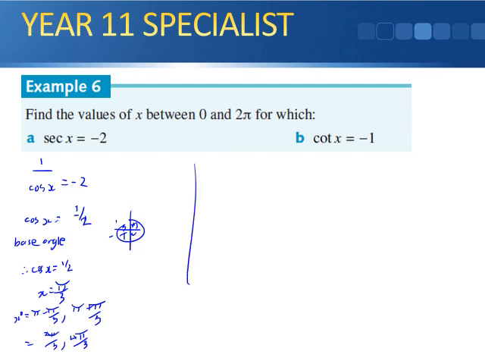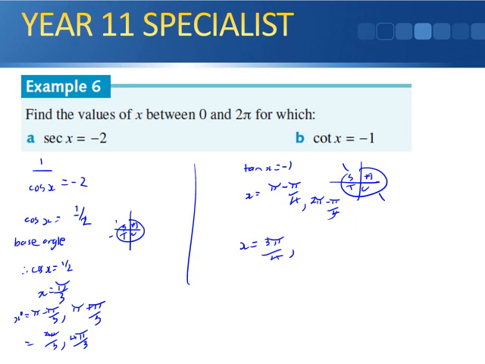Part B, I get tan x equals negative 1. Base angle, we're going to get pi on 4, so that means x will equal pi minus pi on 4, because tan is negative in there and in there, so second and fourth, and we're going to get 2 pi minus pi on 4, which means x equals 3 pi on 4, and 7 pi over 4.